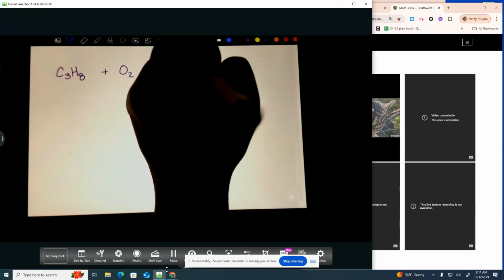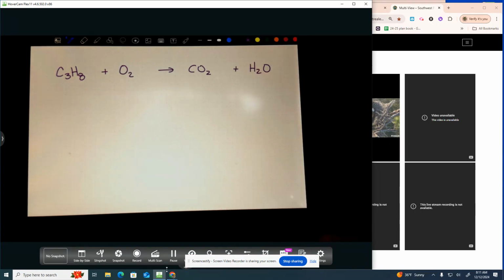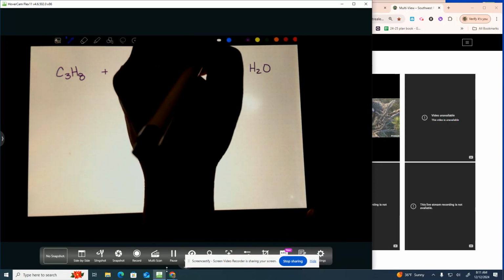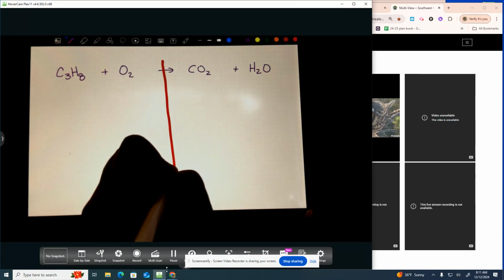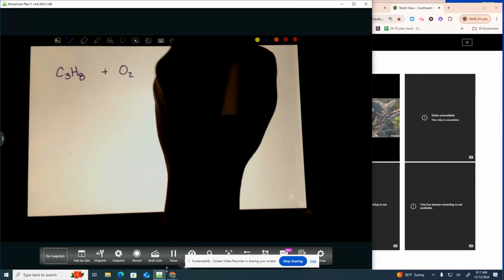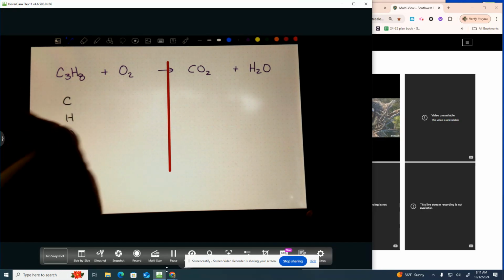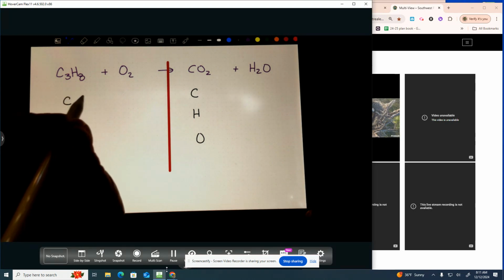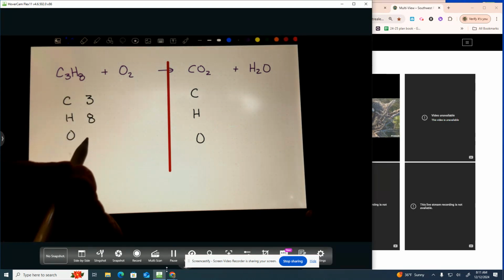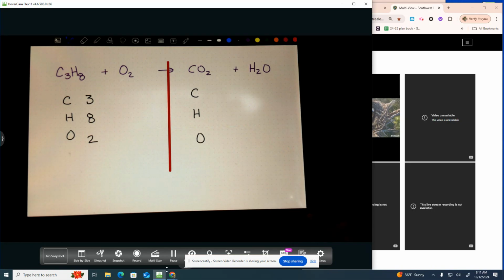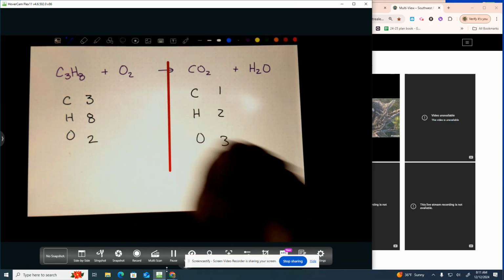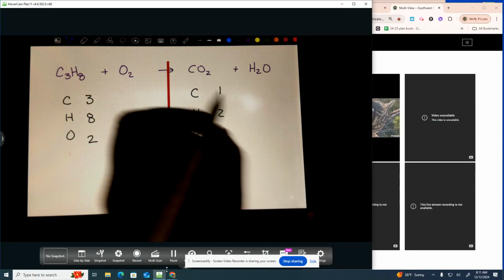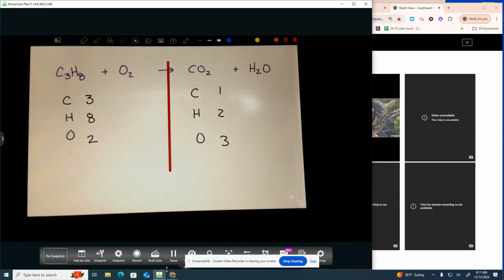C3H8 plus O2 yields CO2 and H2O. Okay, let's make our line. We have C's and H's and O's again. Same elements we had last time. Count. 3, 8, 2. 1, 2, 3. I love these equations because the CHO is always 1, 2, 3 on the right side.